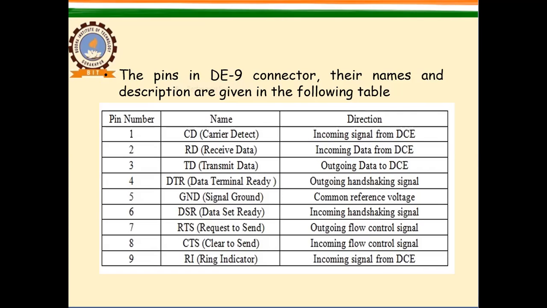Pin number 7 is RTS, request to send, which is an outgoing flow control signal. Pin number 8 is CTS, an incoming flow control signal. Pin number 9 is an incoming signal to DTE, that is the ring indicator. So all these 9 pins have a separate role to play. Then there is the data transmission.